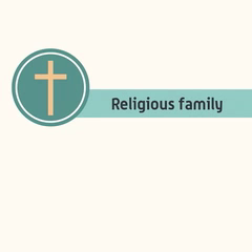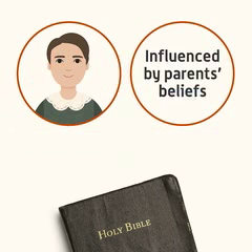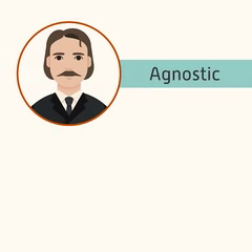Robert Louis Stevenson grew up in a religious family. His grandfather was a minister of the Church of Scotland. When he was a child, he was strongly influenced by his parents' beliefs. However, as he got older, his understanding of religion began to change. By the age of 22, he became disillusioned and declared himself agnostic.